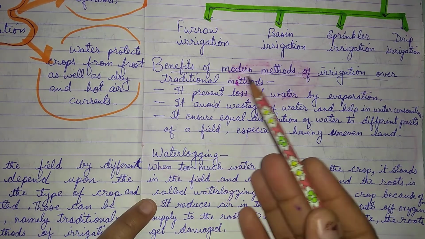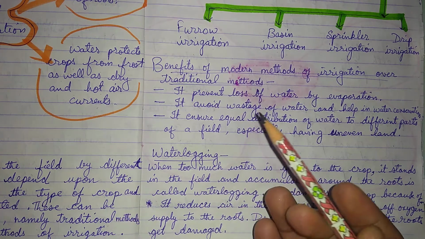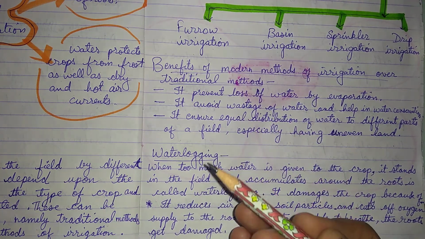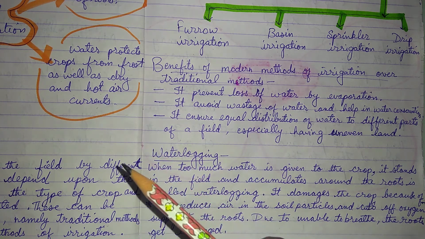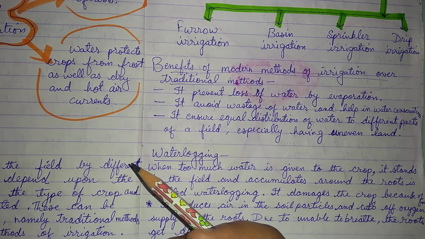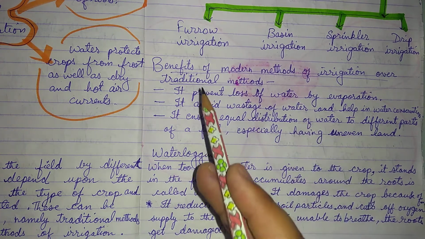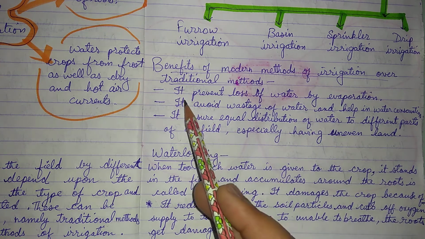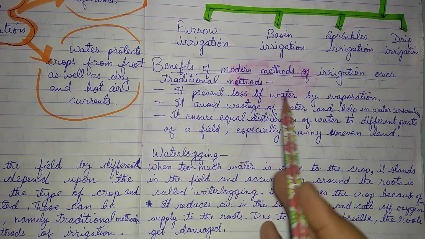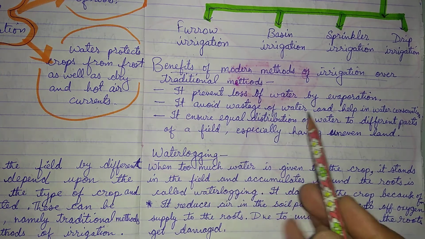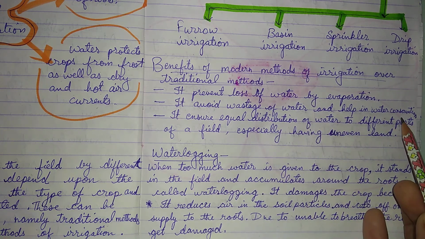Now, benefits of modern methods of irrigation over traditional methods. Students, we know in the traditional method में ह्यूमन का वर्कलोड ज्यादा है, उसमें वाटर लॉस भी हो रहा है, टाइम वेस्ट भी हो रहा है. लेकिन मॉडर्न मेथड में ये तीनों ही चीज नहीं होगी. Let us see. It prevents loss of water by evaporation. It avoids wastage of water and helps in water conservation. पानी का वेस्टेज नहीं होने देगा और पानी को बचाएगा भी.